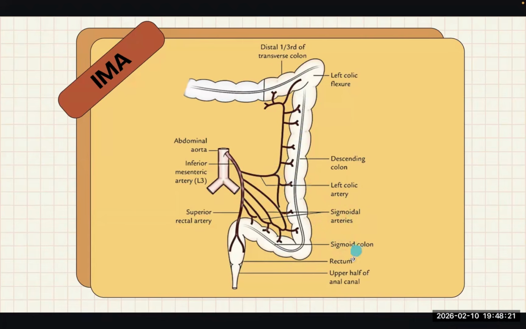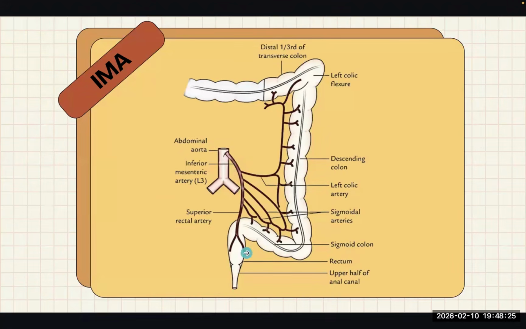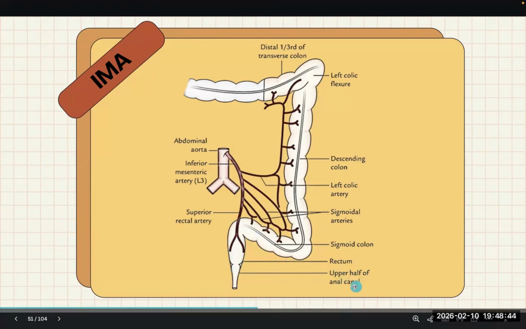Easy? And now for our last branch, which is the superior rectal artery. This is the superior rectal artery over here. As you can see, it's a direct branch of the IMA. It doesn't go left, it doesn't go right, it's right away. What is it going to supply? It's going to supply the rectum and the upper anal canal. The upper half of the anal canal, not the lower, just the upper.